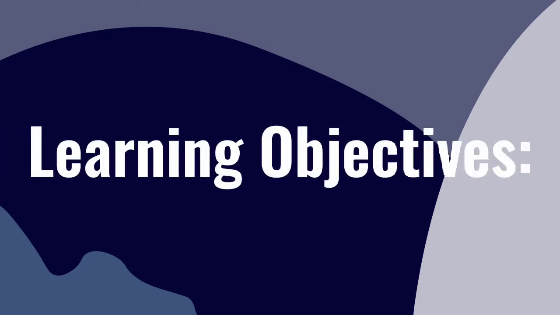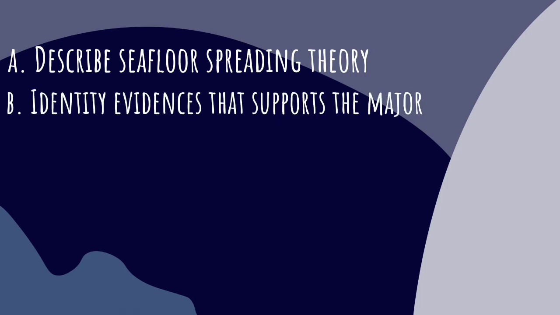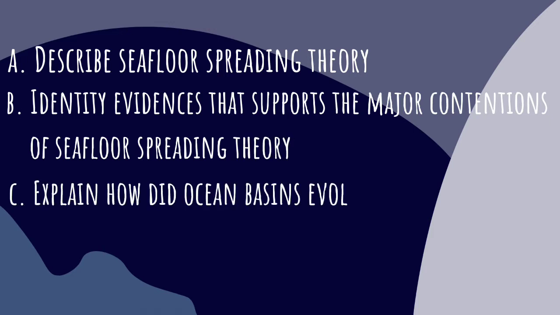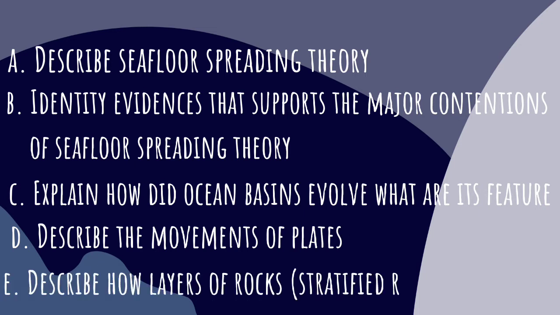Learning objectives: A. Describe seafloor spreading theory. B. Identify evidences that support the major contentions of the seafloor spreading theory. C. Explain how the ocean basins evolve. What are its features? D. Describe the movement of plates. And E. Describe how layers of rocks or stratified rocks are formed.